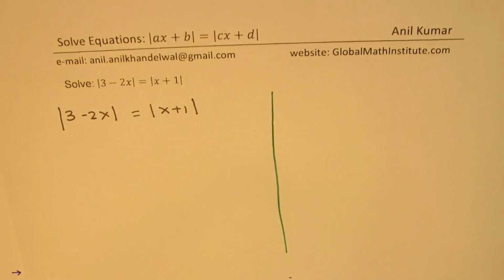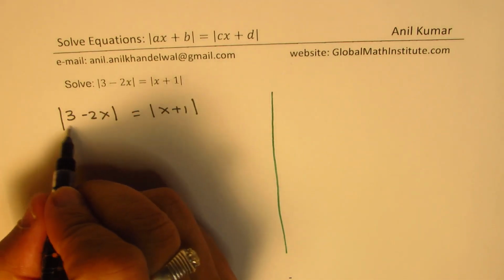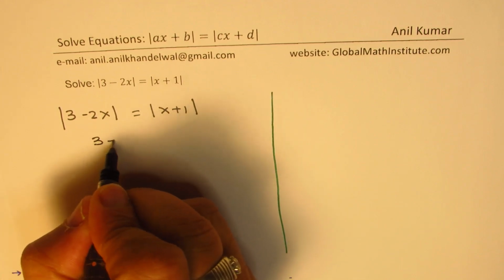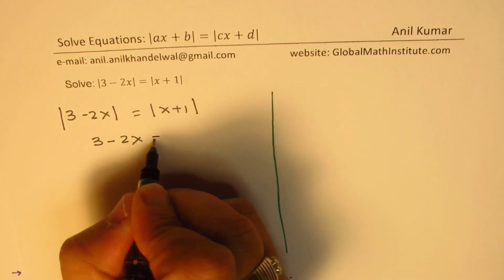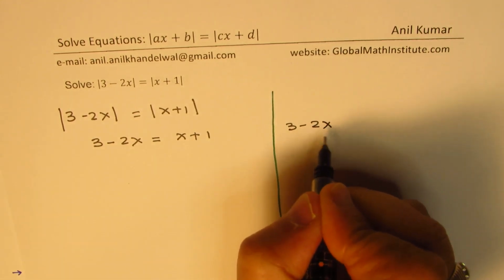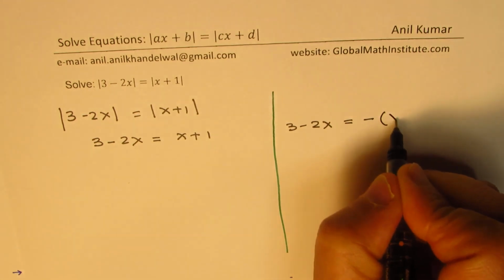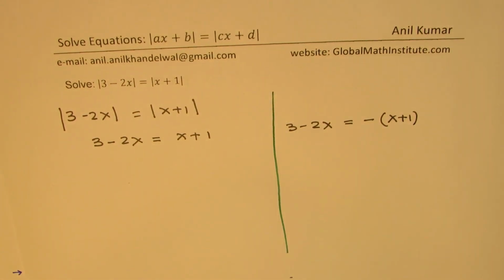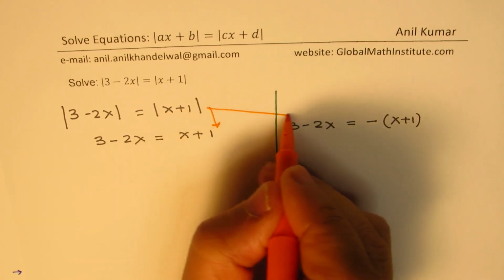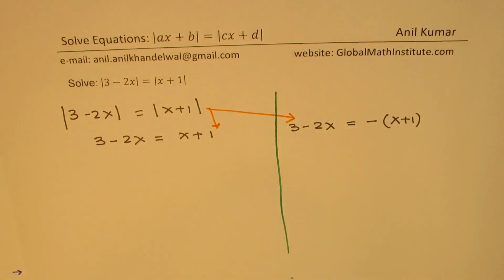So we could write this in two ways, because this value of 3 minus 2x could be negative of this or positive. So we'll solve for 3 minus 2x is equal to x plus 1, and also 3 minus 2x is equal to minus of x plus 1. Does that make sense to you? So these are the two equations which we are going to solve to get the complete solution of the given equation, where two modulus functions are used, right? So we have used our first method.